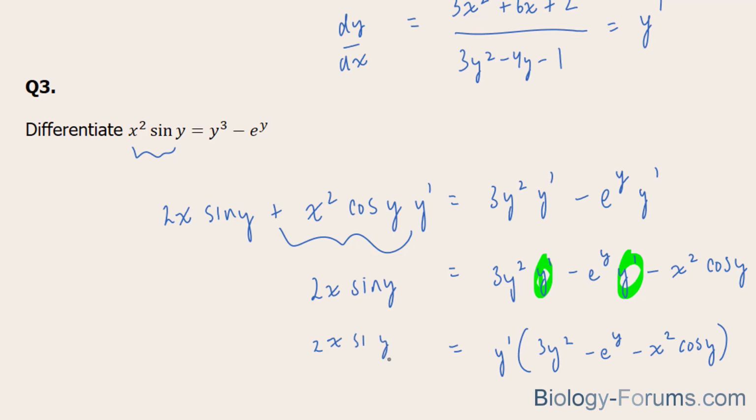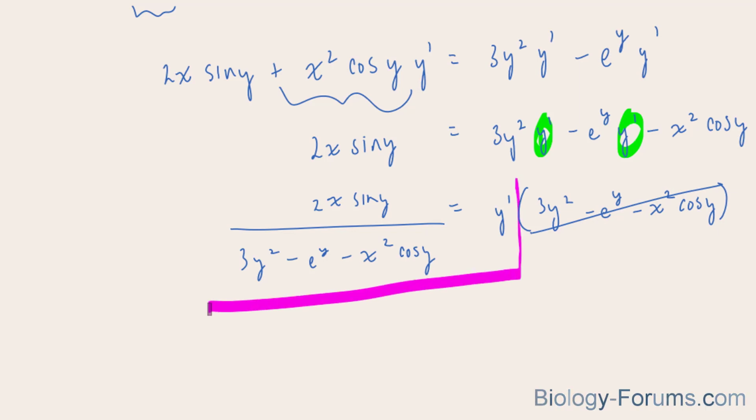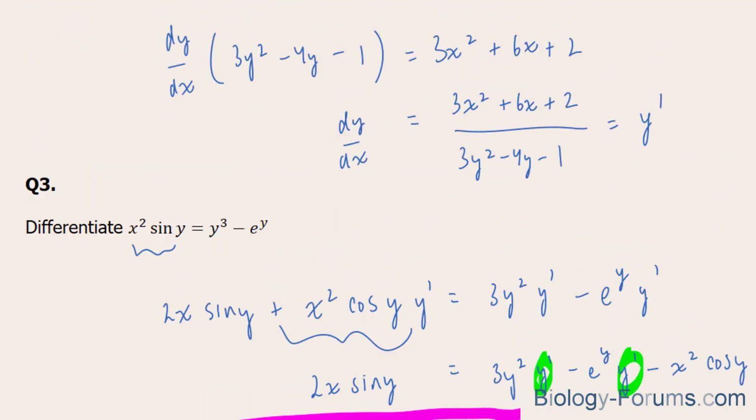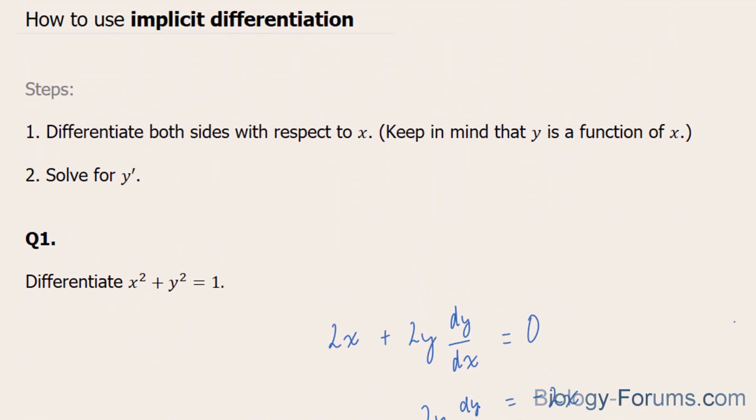I'm going to skip a step here. Hope you forgive me for this. I'm going to bring this down here. And what I've done is I've simply divided both sides by this complicated expression, leaving us with the following. So there you have it. 3 solid examples on how to implicitly differentiate equations.